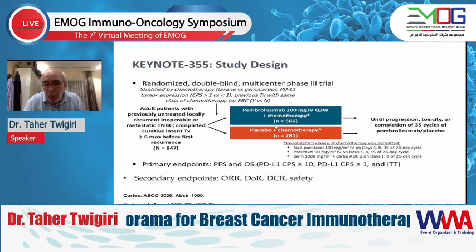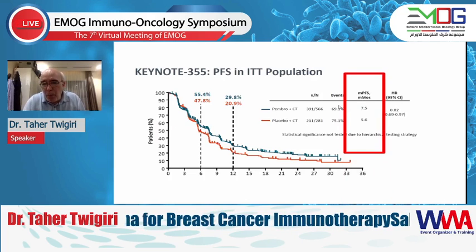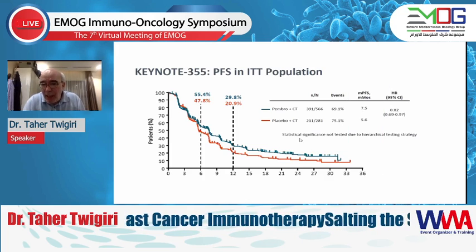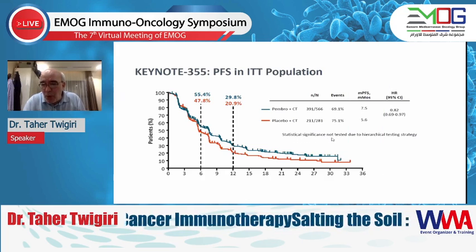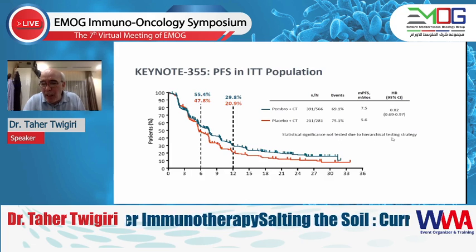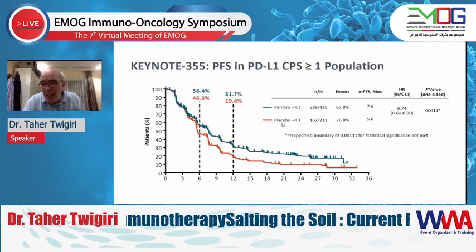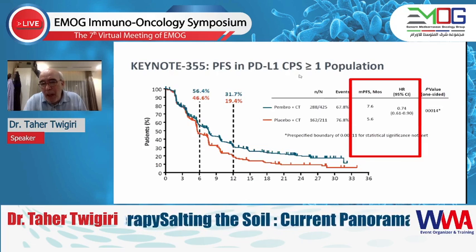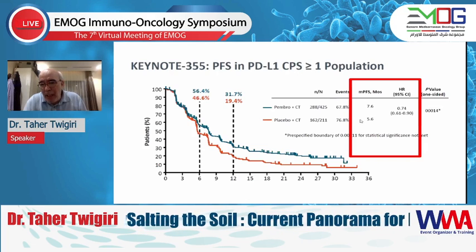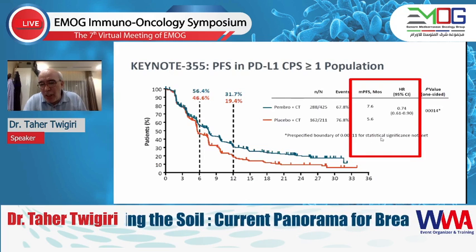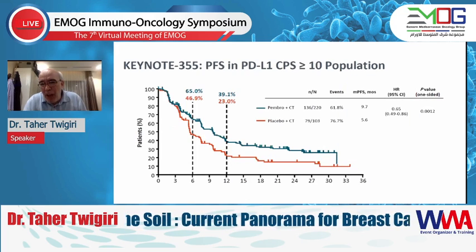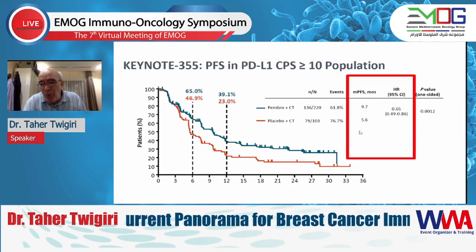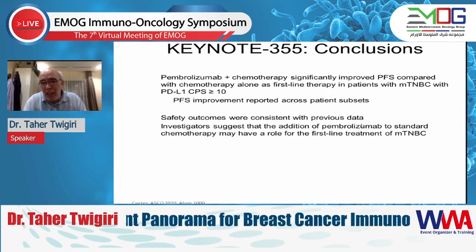So for this group of patients, as you can see here, the progression-free survival is 7.5 versus 5.6. But it is very interesting that the statistical significance for the p-value was not tested due to hierarchy testing strategy, which is very strange. And then when you are looking at the progression-free survival for PD-L1 more than 1%, again, here they say that it is not significant for the p-value. Now, if it is more than 10, they don't give us the p-value, but they say it is 9.7 versus 5.6. And this is the conclusion.